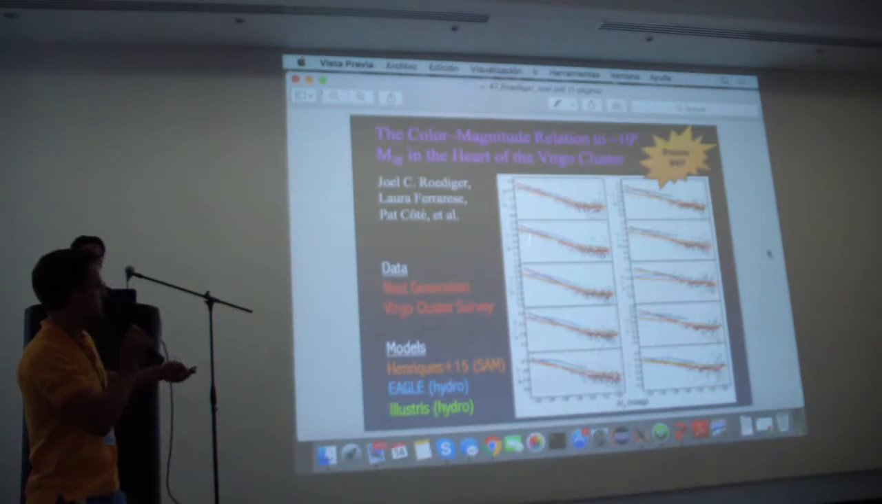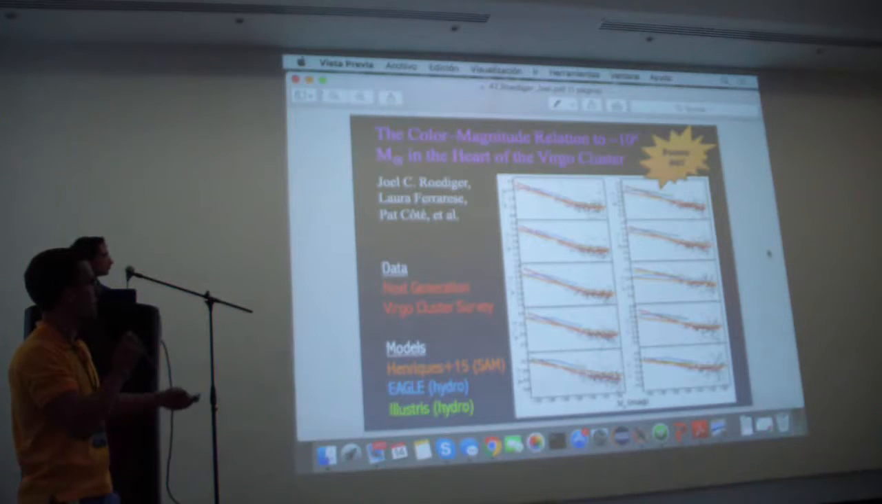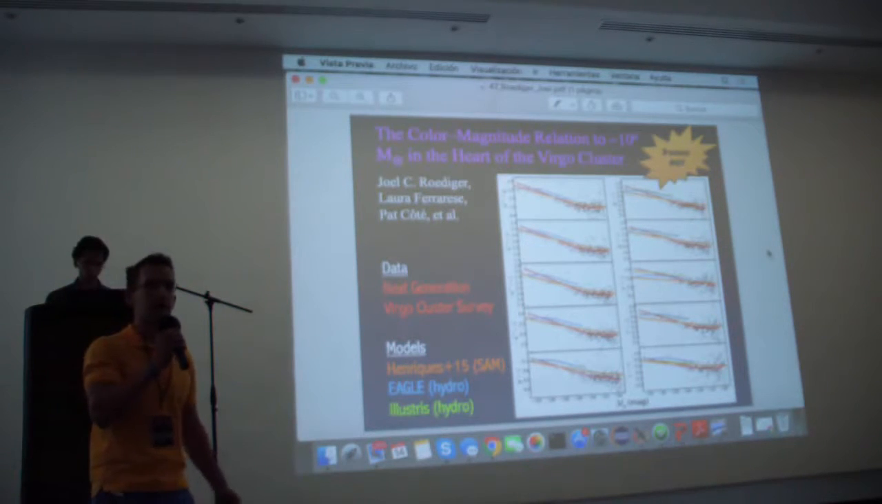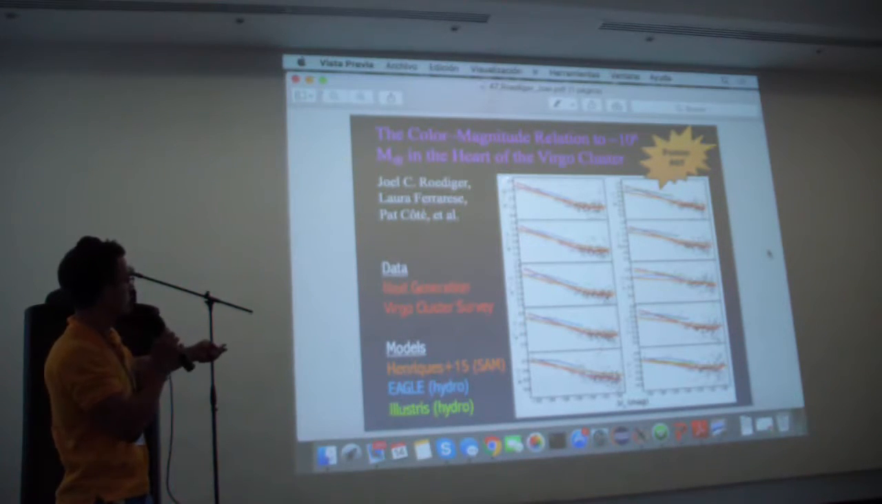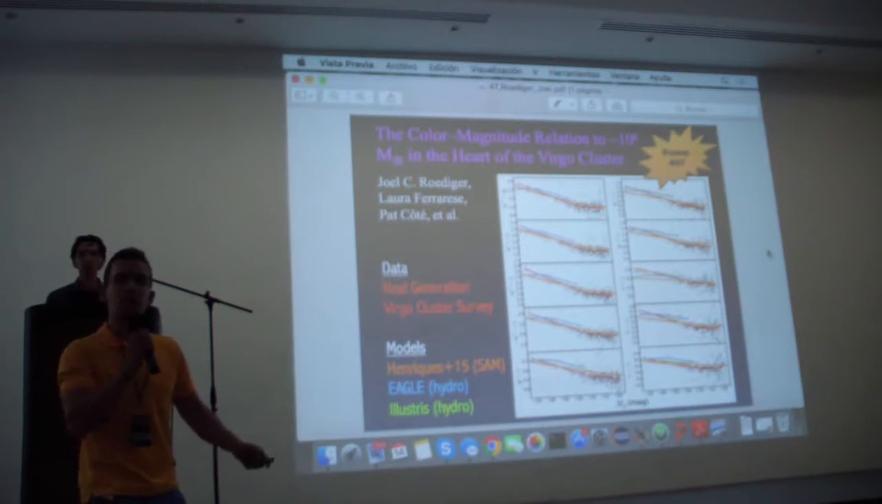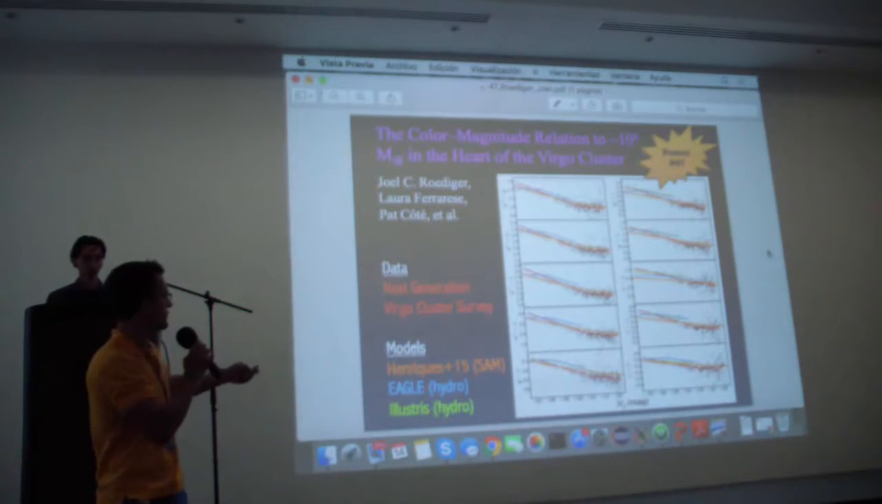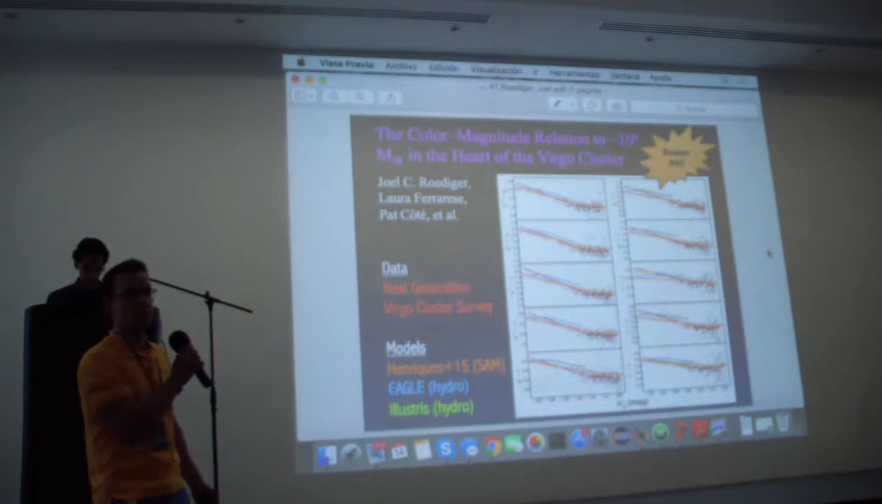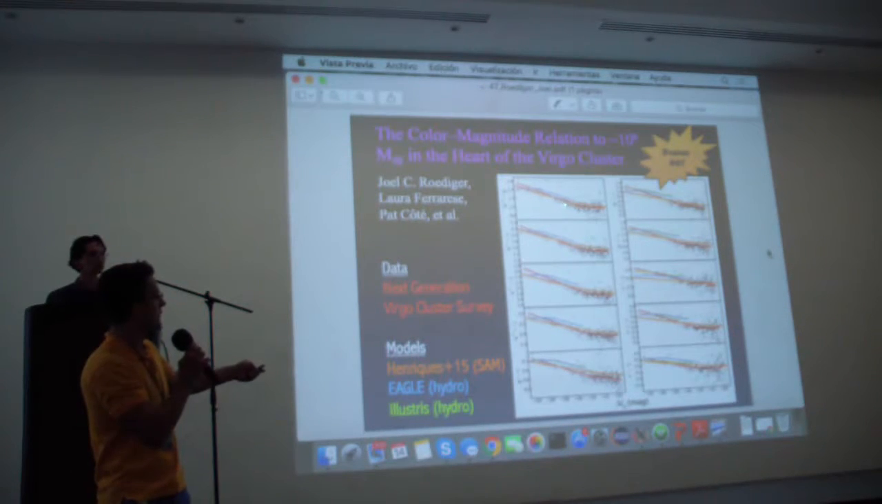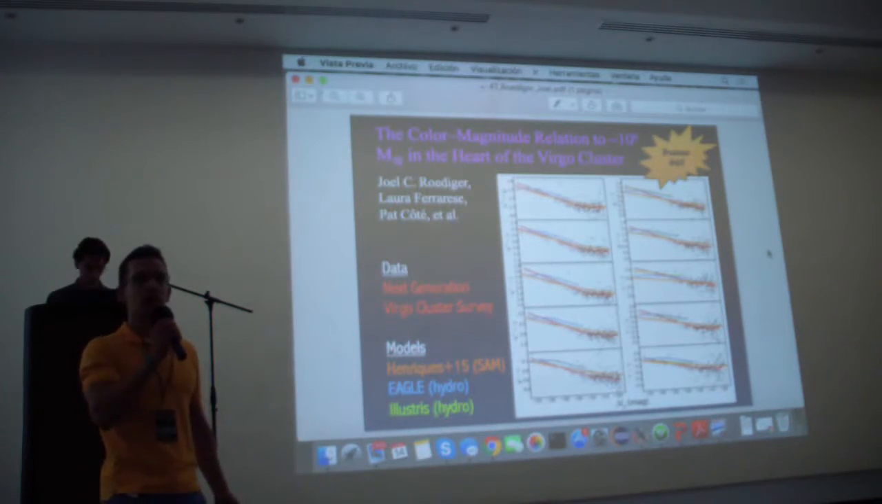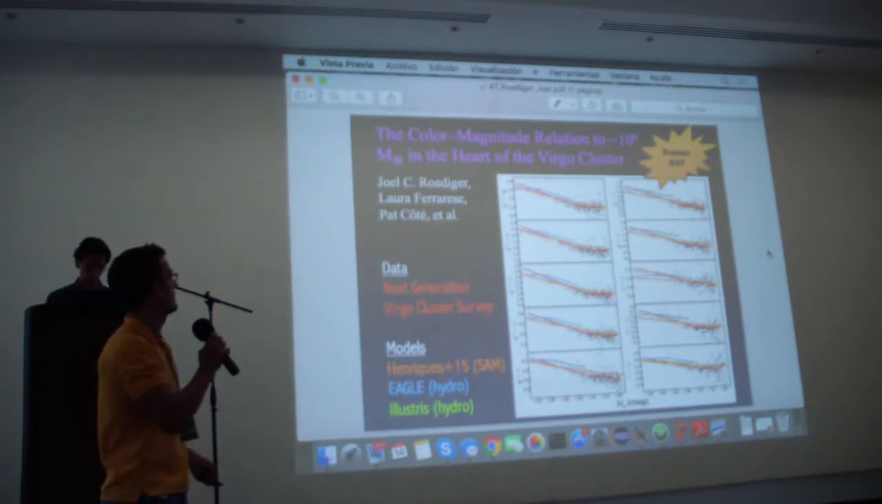Our main result is shown in this plot here. We have 10 panels for 10 color magnitude relations. I'll draw your attention to the red line, which represents a non-parametric fit to the data points shown in black. And what's most interesting is that towards low galaxy masses, we see a strong flattening of the red sequence.